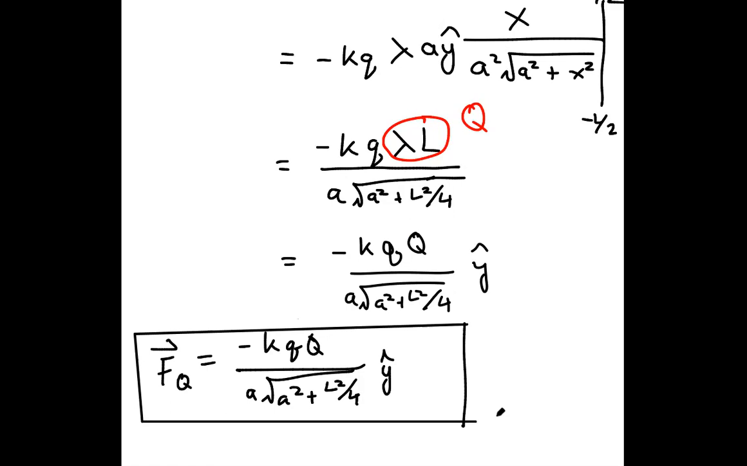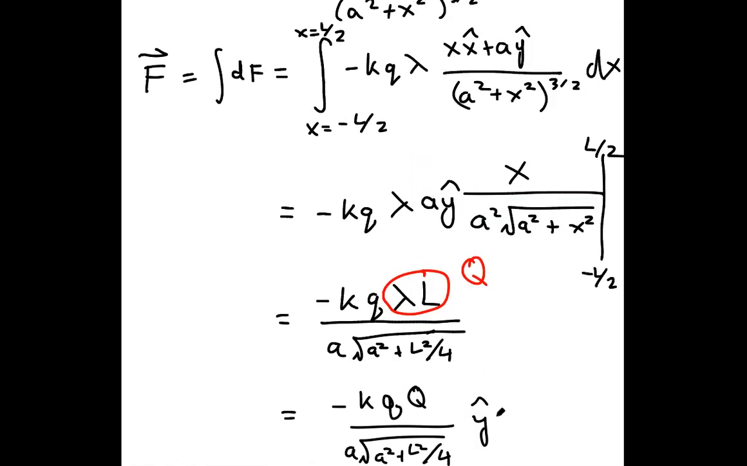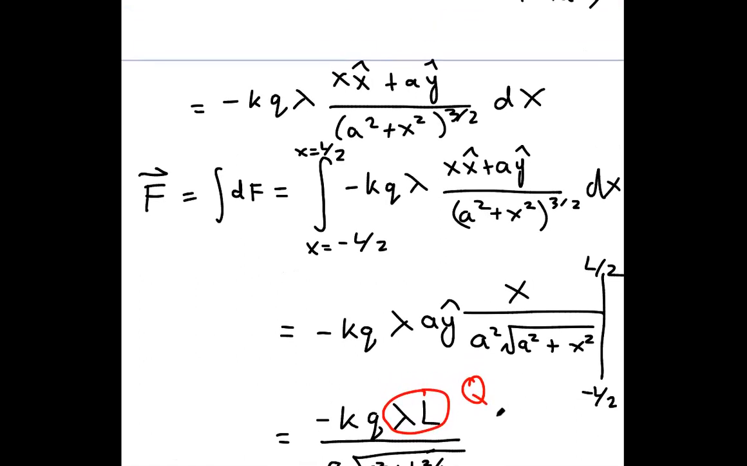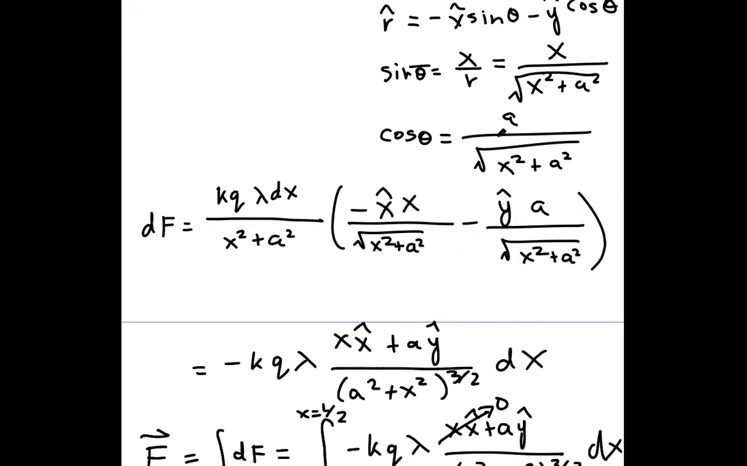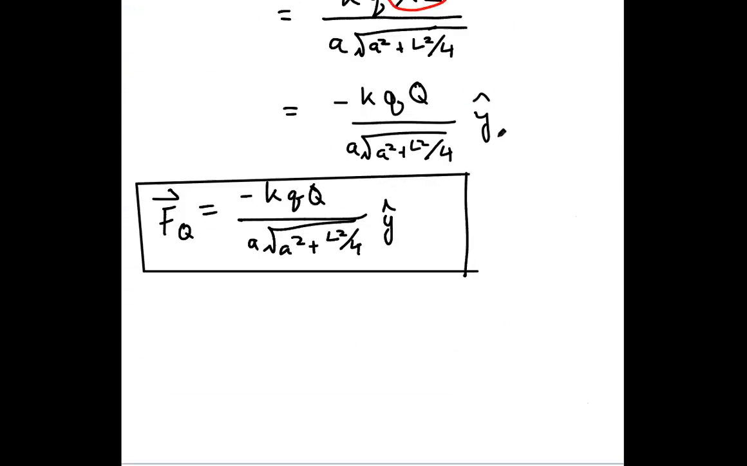It's that simple. Oh, and one important note that I wanted to give over here is that this goes to 0. x times x hat is 0. They point in the same direction, so if you take the dot product, it's just 0.